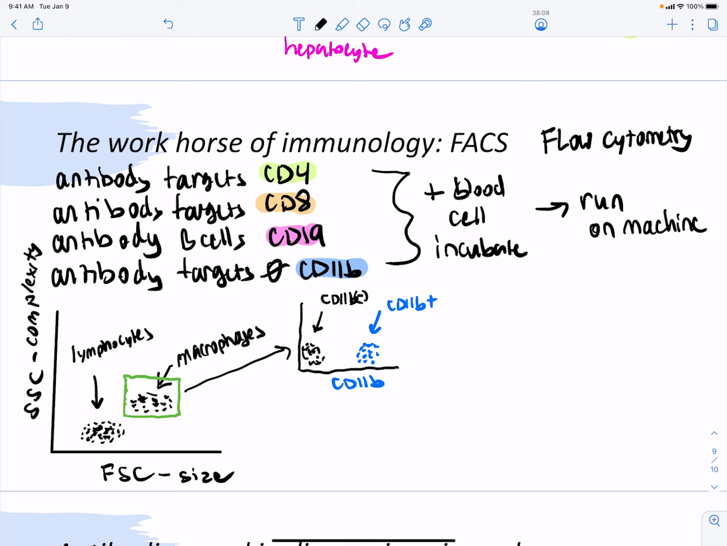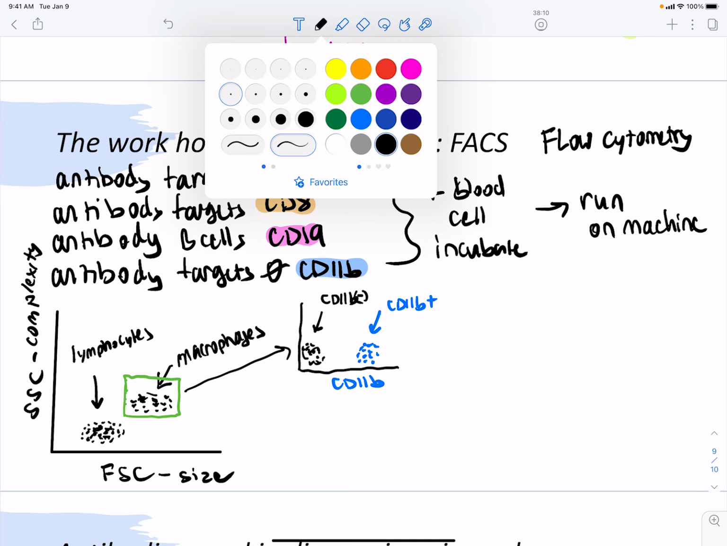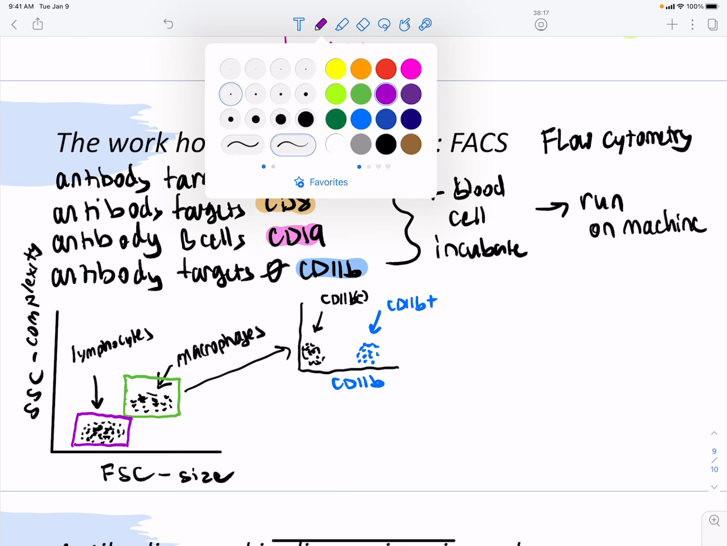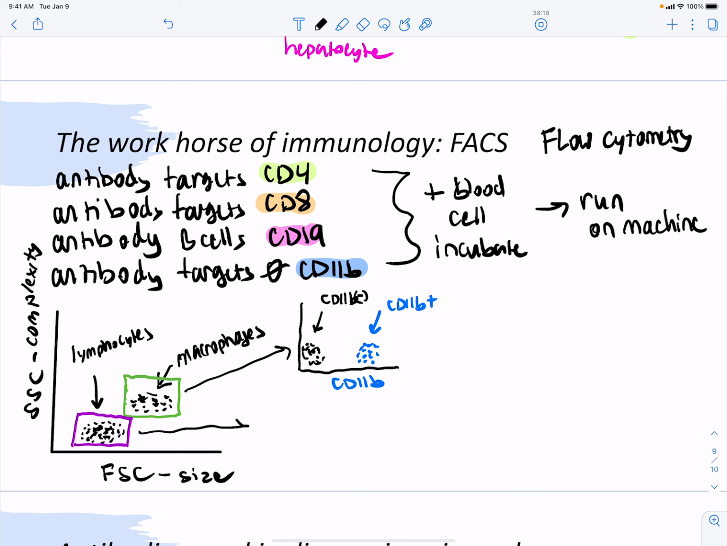All right, and then we can look at our lymphocytes. So we can create another box around this population here. And then we can look at them. Now for our lymphocytes, we have a few things going on. We have our CD4 and CD8. So if we do CD8 by CD4, we will have a population here that is negative.